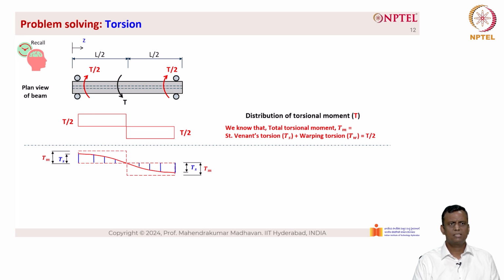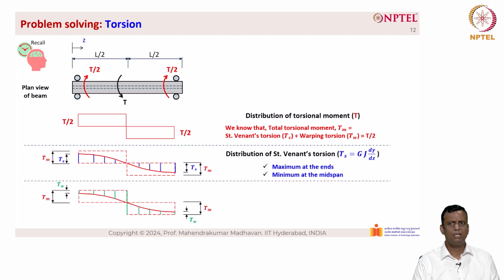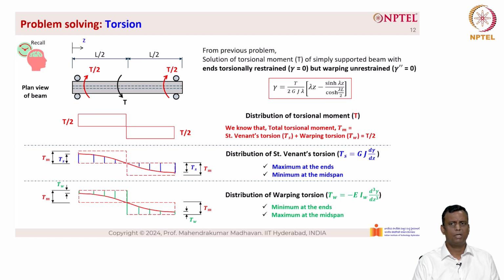So the T sub S is the Saint Venant's torsion, which is basically maximum at the ends and minimum at the center. The distribution of Saint Venant's torsion is given as T sub S equal to GJ into dγ by dz, which is maximum at the ends, minimum at the midspan. And then the other one is the warping torsion, given in green color arrow marks, as you can see here. The distribution of warping torsion is given as T sub W equal to minus E I sub W into d³γ by dz³. And this is minimum at the ends and maximum at the midspan.